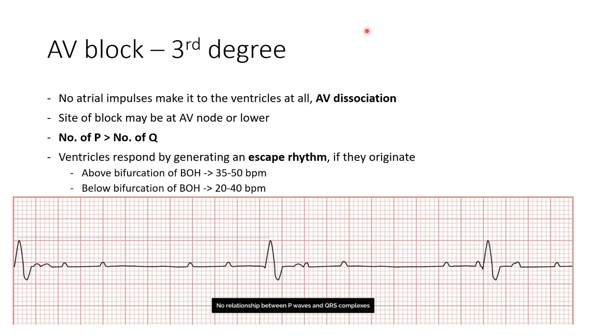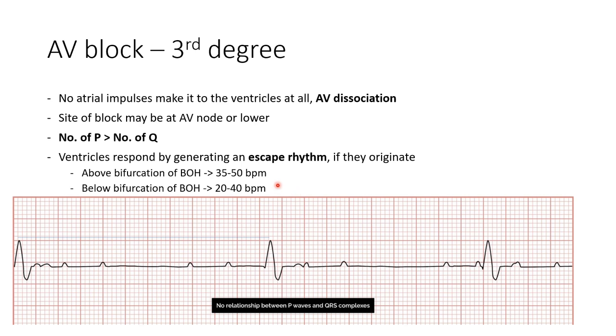Coming to the AV block of third degree, over here, no atrial impulse makes it to the ventricles at all. There is complete AV dissociation, so they're beating in their own rhythms that are disconnected from each other. The site of block may be at the AV node or lower, and the number of P waves is distinctly more than the number of QRS complexes, since the ventricles are not receiving any impulses from the atria. They respond by generating an escape rhythm, and this happens to be way slower than the atrial impulse.